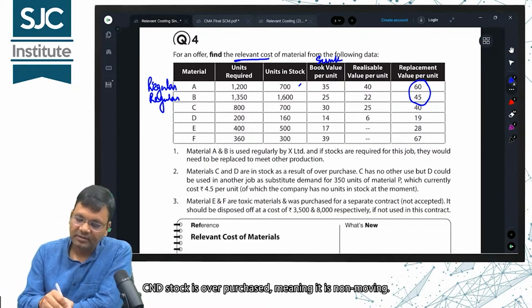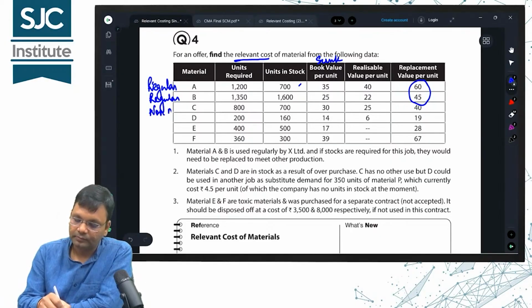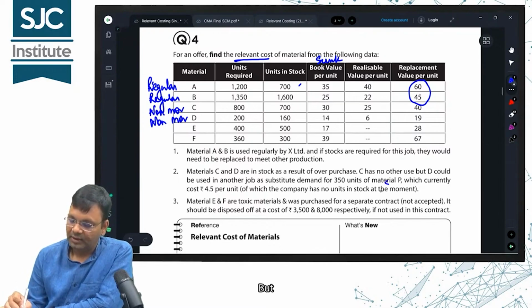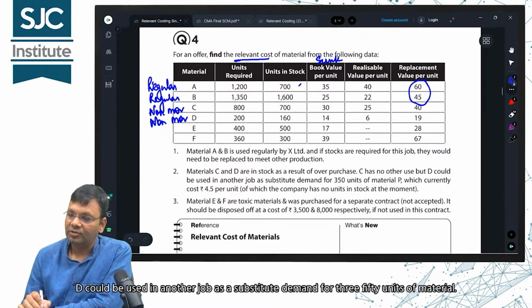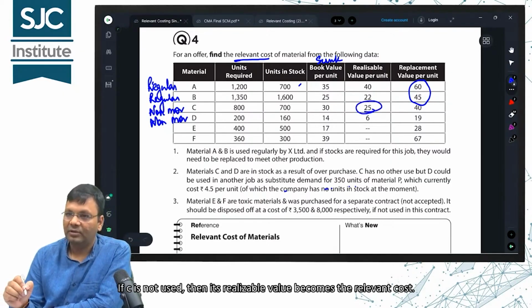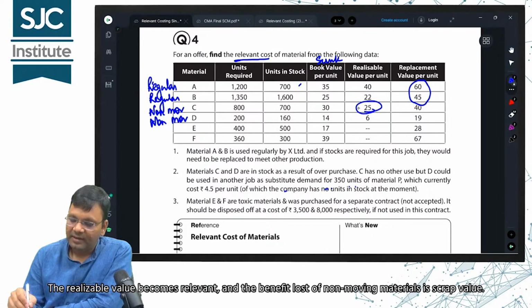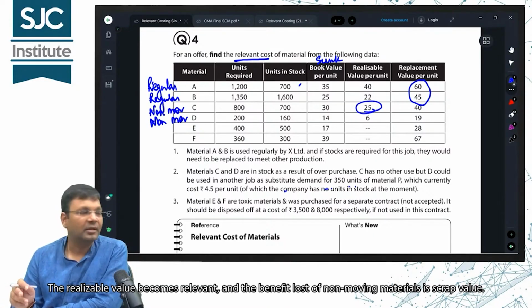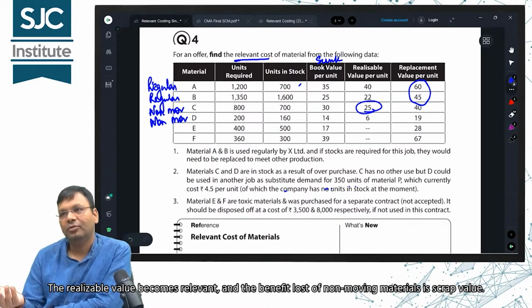C and D stock is over purchased, meaning it is non-moving. Non-moving. C has no other use. But D could be used in another job as a substitute demand for 350 units of material. If C is not used, then its realizable value becomes the relevant cost. The realizable value becomes relevant, and the benefit lost of non-moving materials is scrap value.